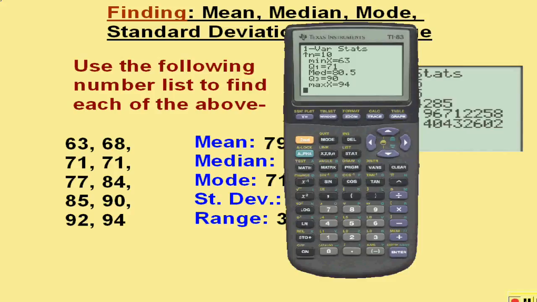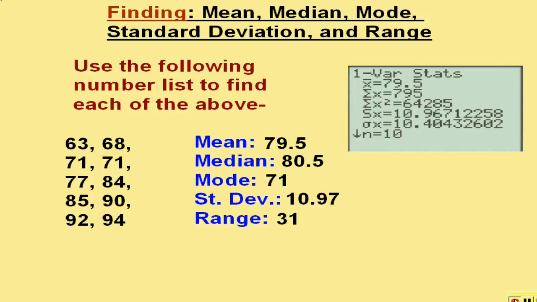When we get there, we will see that the Med is equal to 80.5. That means median. And so the median is 80.5, and those are the values for the 5 that we need.